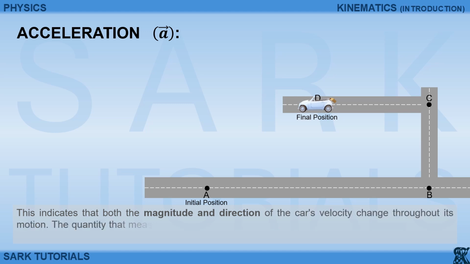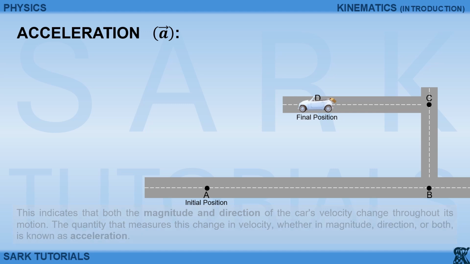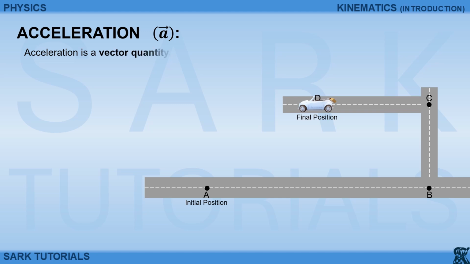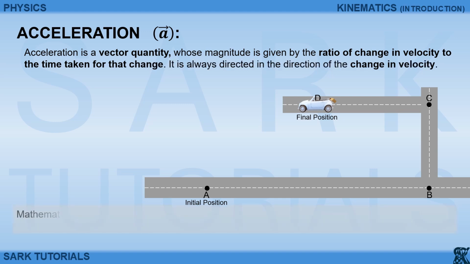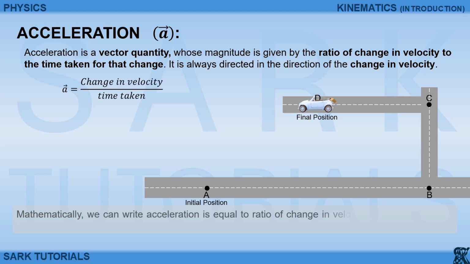The quantity that measures this change in velocity, whether in magnitude, direction, or both, is known as acceleration. Acceleration is a vector quantity whose magnitude is given by the ratio of change in velocity to the time taken for that change. It is always directed in the direction of the change in velocity. Mathematically, we can write acceleration is equal to the ratio of change in velocity to time taken.